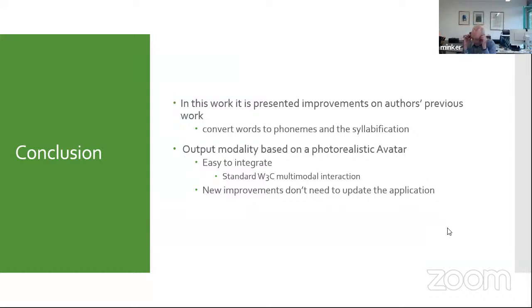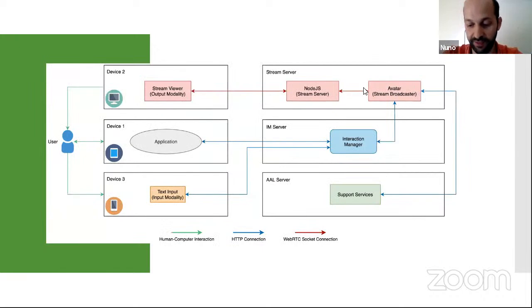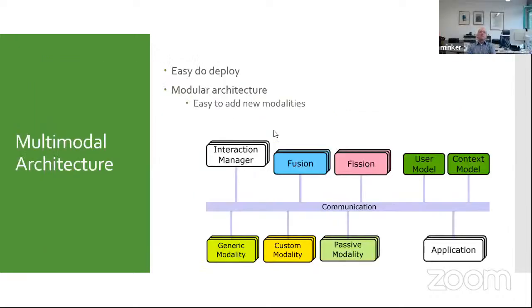In your slide, I've seen you have a user and context model in your architecture. So what is contained in the user and context model? What information? What is in there, and how do you acquire it?